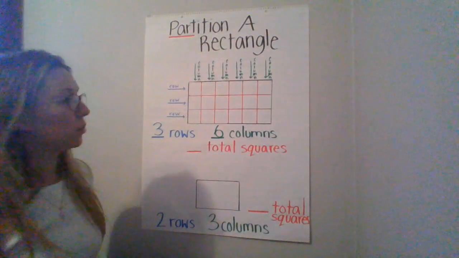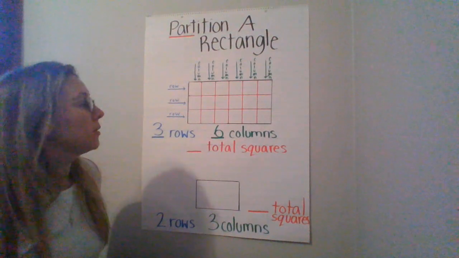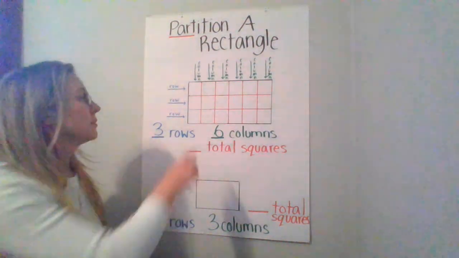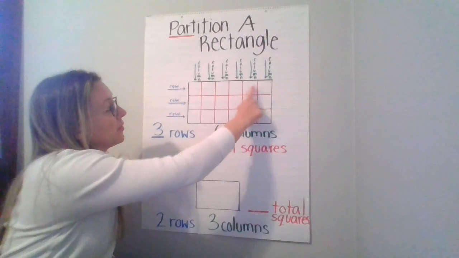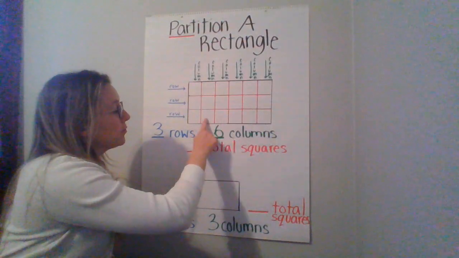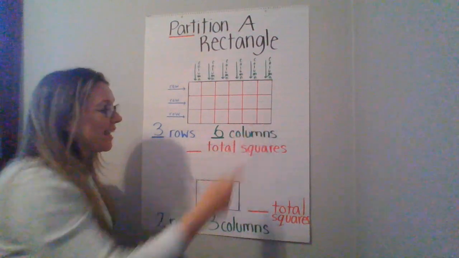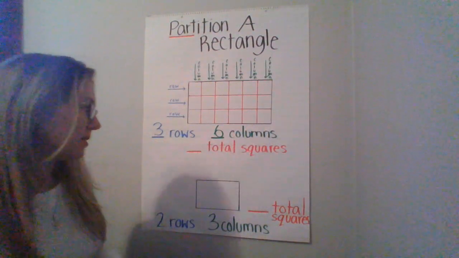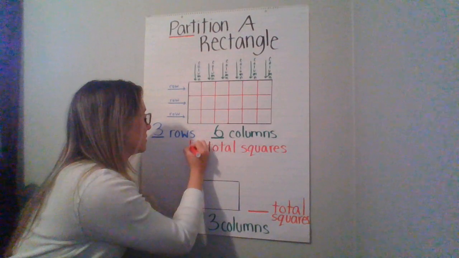So how many total squares do we have here? Well, I'm just simply going to count. 1, 2, 3, 4, 5, 6, 7, 8, 9, 10, 11, 12, 13, 14, 15, 16, 17, 18. So I have 18 total squares.